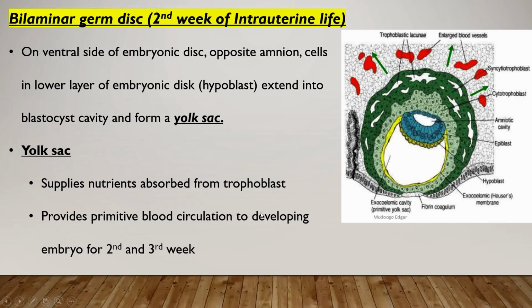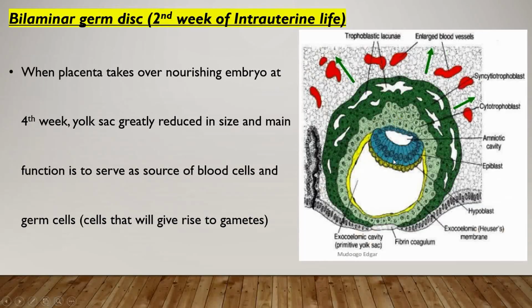So you can see here we started with the conceptus, then there was repeated mitotic cell division. So there was the morula, then the blastocyst, and then within the blastocyst there was appearance of the cavity which is known as the blastocele, and then implantation happened, and following the implantation this bilaminar germ disc appeared in the second week, where two layers are there, one is epiblast, one is hypoblast. There is appearance of the amniotic cavity, and the exocoelomic cavity or primitive yolk sac.